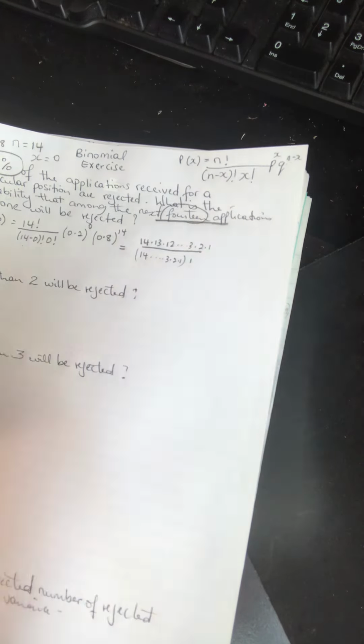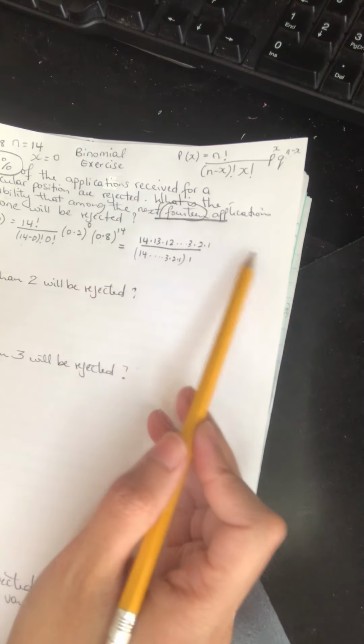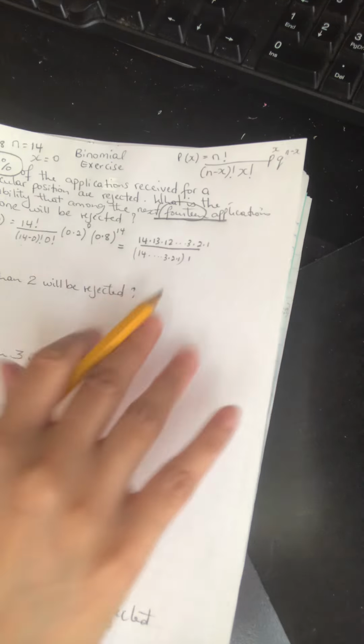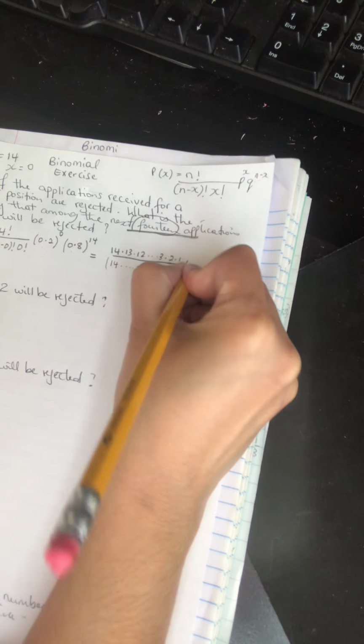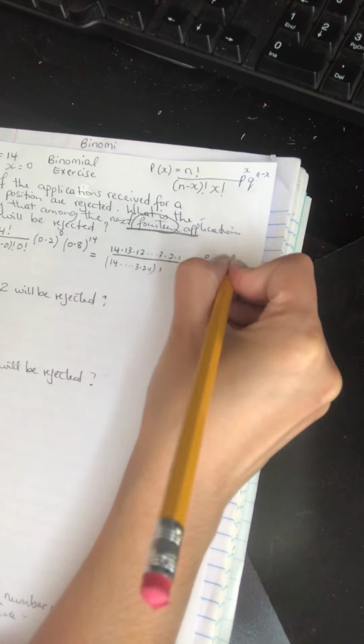And then, what is 0 factorial? We know 1 factorial is 1. 0 factorial is also 1. So we have 1 here. Now we include this. You could work this out in the calculator, but for me not to get confused, I'd rather work this part all the way to the end. So I'm going to put back 0.2 raised to the 0 power, 0.8 raised to the 14 power.